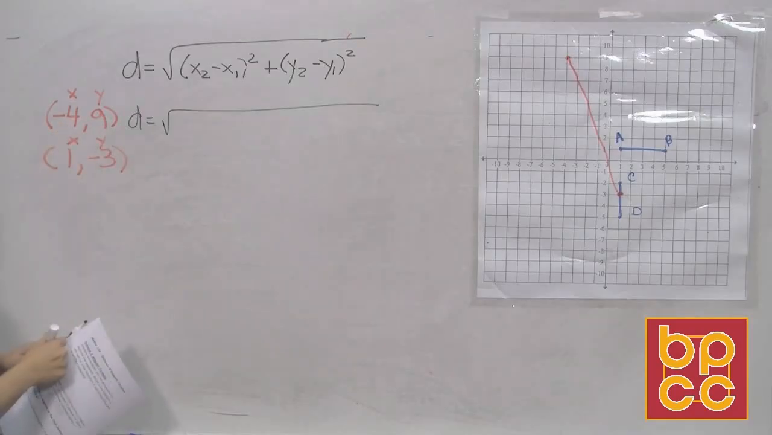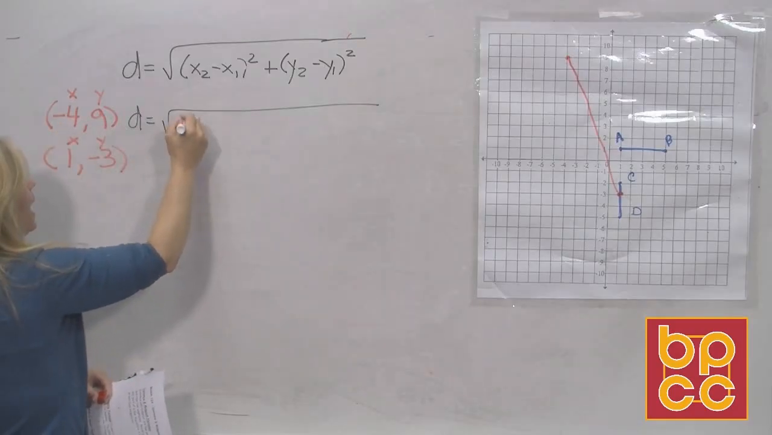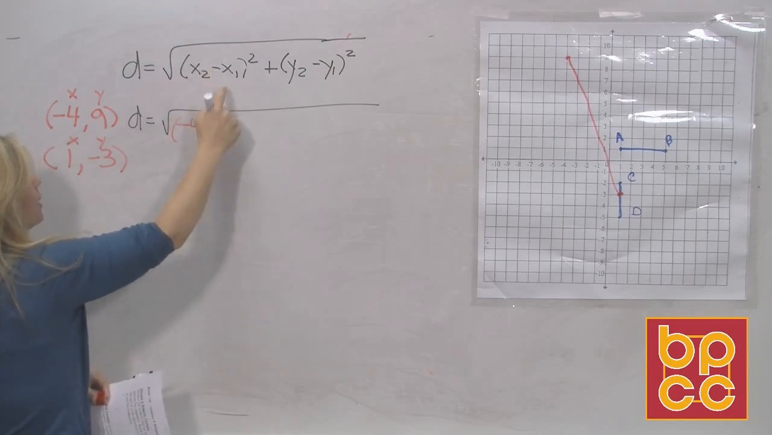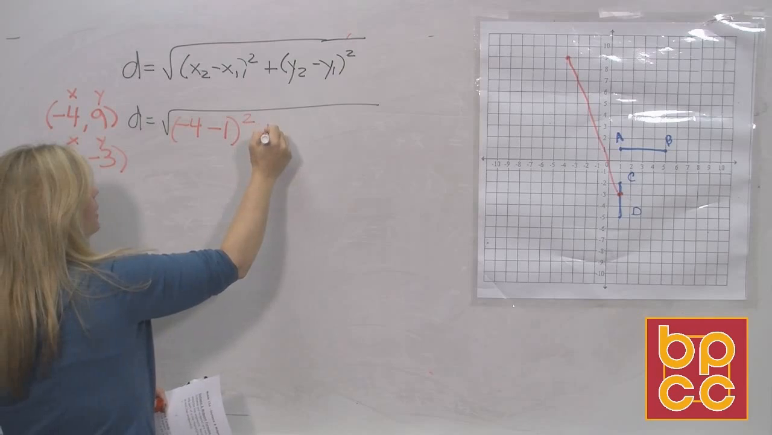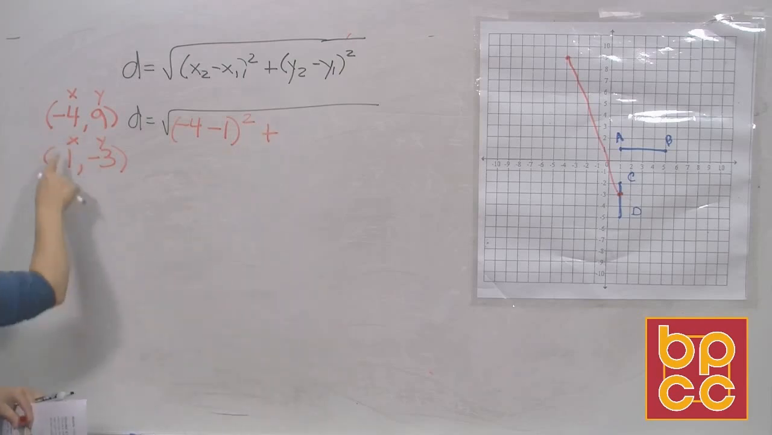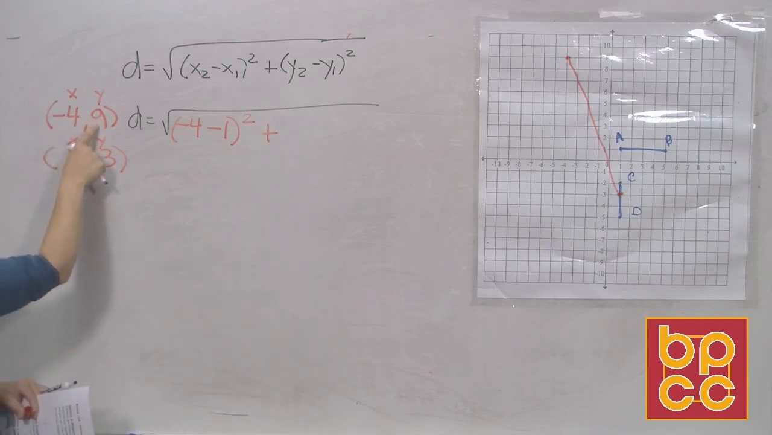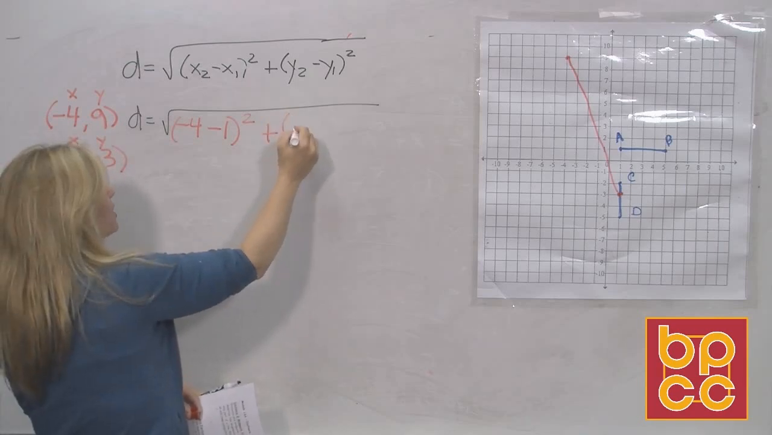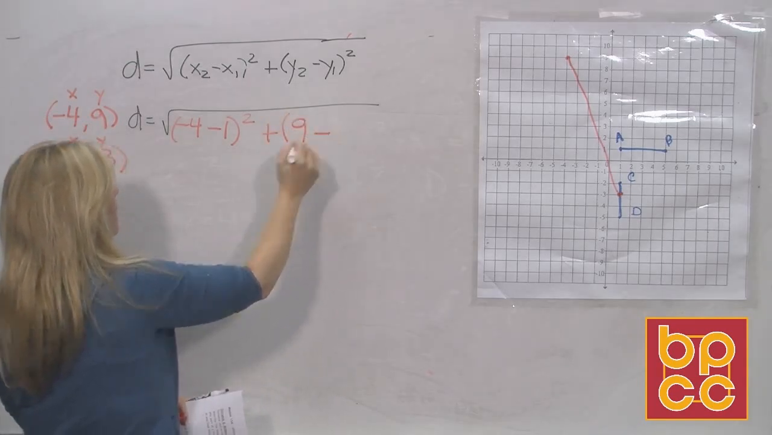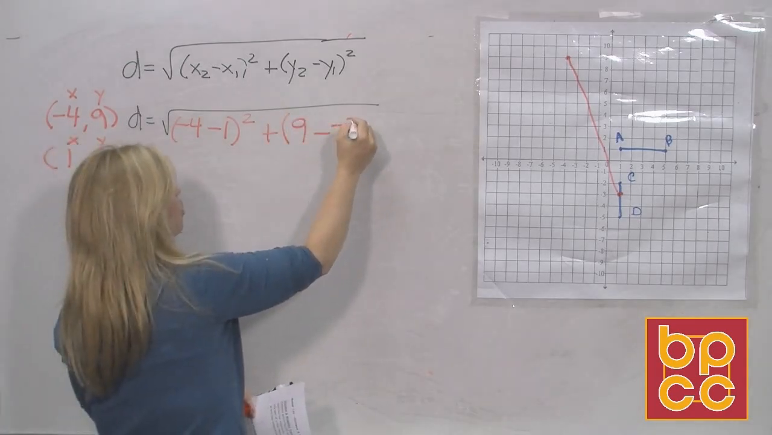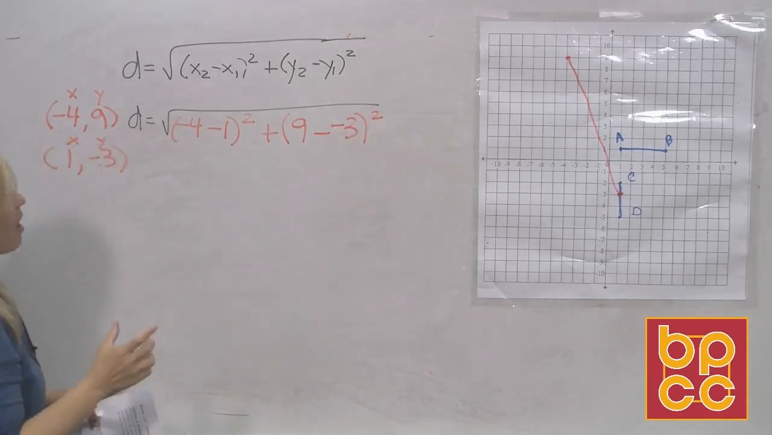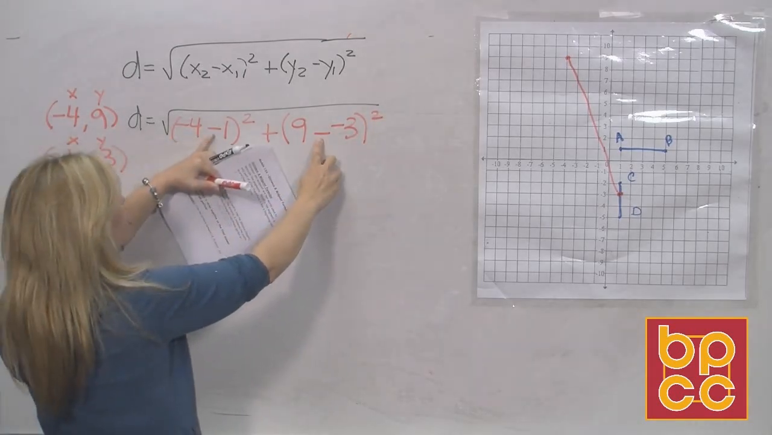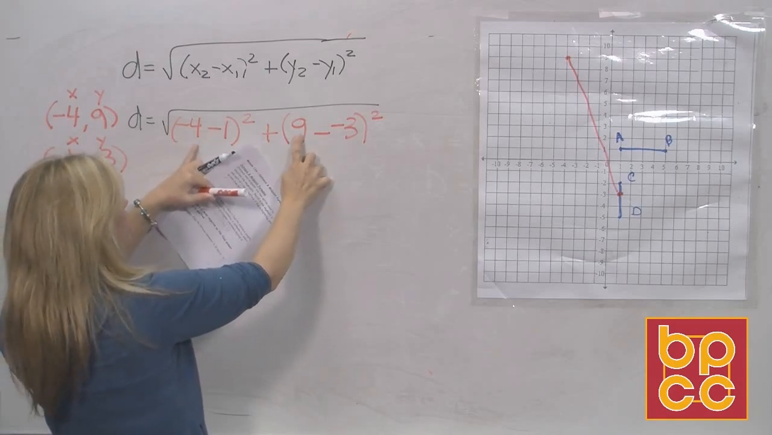My first x is negative 4. And I'm going to subtract from it my next x, which is 1, and then square it. Now be consistent. If I started with negative 4 as x, I've got to start with 9 as y. So the formula says I write my first y minus my second y, which is negative 3. The most important thing with the distance formula to find the length is that there's a subtraction symbol in between the 2 values.